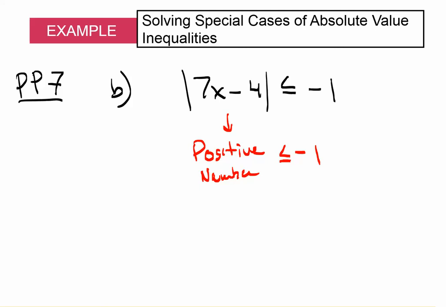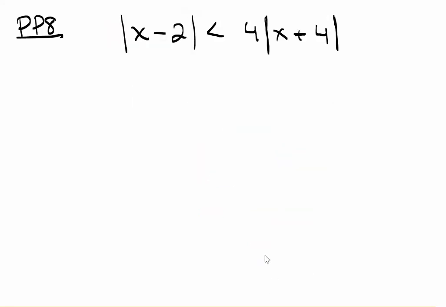Hey, that's never going to happen, right? Because all positive numbers are always greater than negative numbers here. So in this case, we've got ourselves no solution. Symbol for no solution, there it is, 0 with a slash through it. Okay, so again, those are the special cases here. Let's go on then to the tough problem here. This is the tough problem.